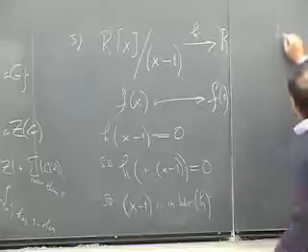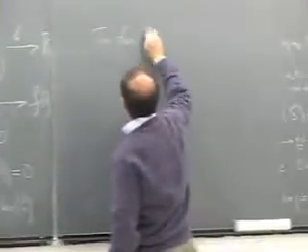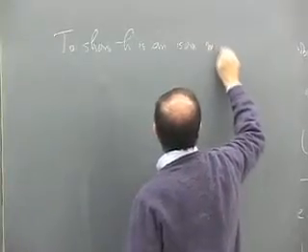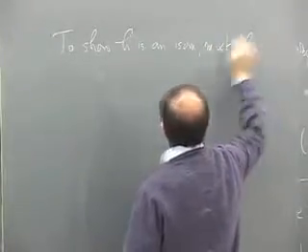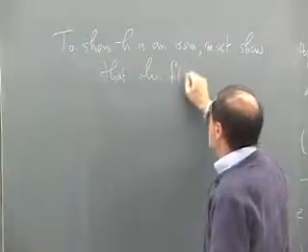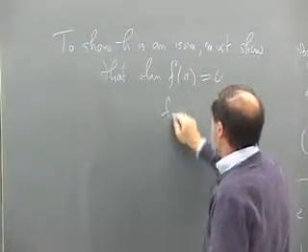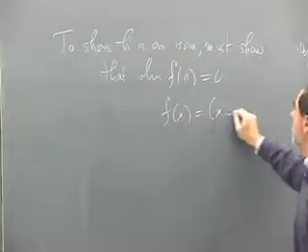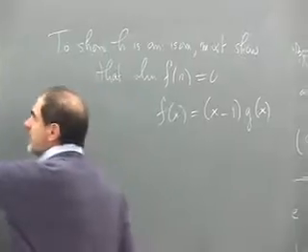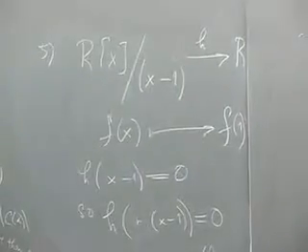To show h is an isomorphism, we must show that when f of 1 is equal to 0, f of x is equal to x minus 1 times g of x. Namely, that the kernel of this map is exactly the principal ideal generated by x minus 1.